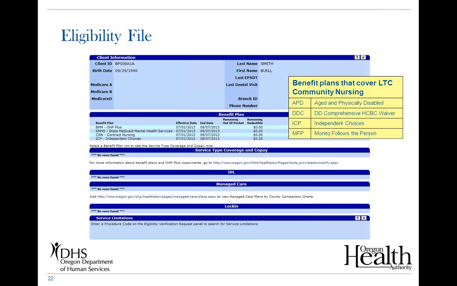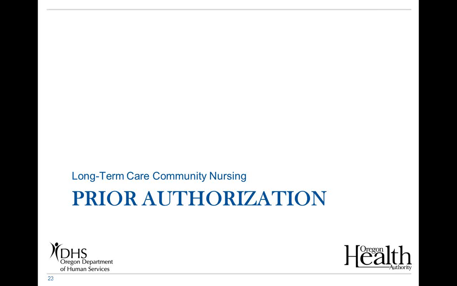So there's our eligibility file. We can see that this person was eligible. You'll also notice your effective and end dates on the eligibility file are going to be within the date range that you searched for. So my from date on my eligibility file was July 1st, and my to date was August 7th. Okay, so this person's eligible. Now what we need to do is we need to make sure this person has prior authorization for the services. Every long-term care community nursing service must be prior authorized.